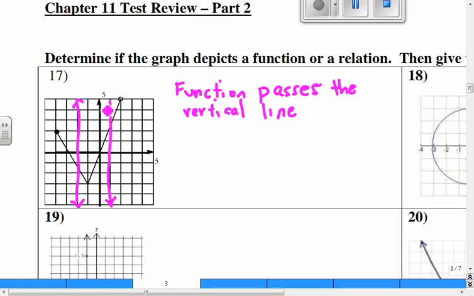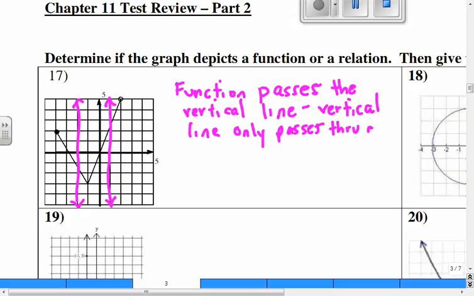The vertical line test says that a vertical line only passes through a function once. And as we see, the vertical lines only go through this once. So it is, in fact, a function.